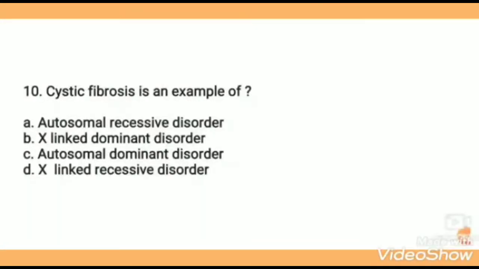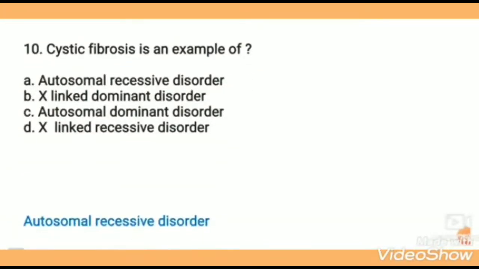Next question. Cystic fibrosis is an example of autosomal recessive disorder, X-linked dominant disorder, autosomal dominant disorder, or X-linked recessive disorder. So, the correct answer: cystic fibrosis is an example of autosomal recessive disorder. It is because it is not inherited solely from the mother or father, as in sex-linked disorders. That's why it is an autosomal recessive disorder.